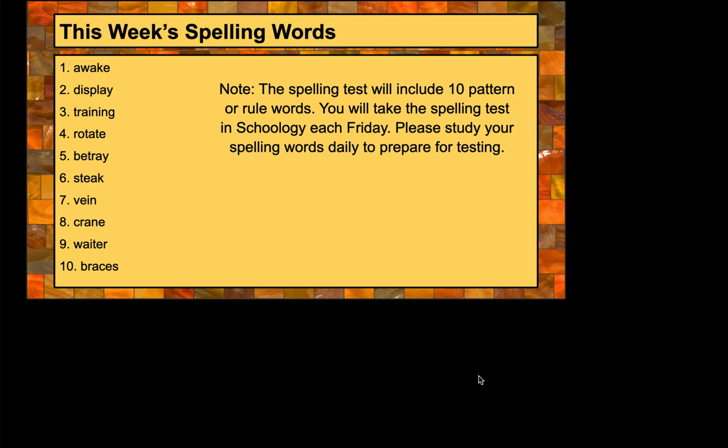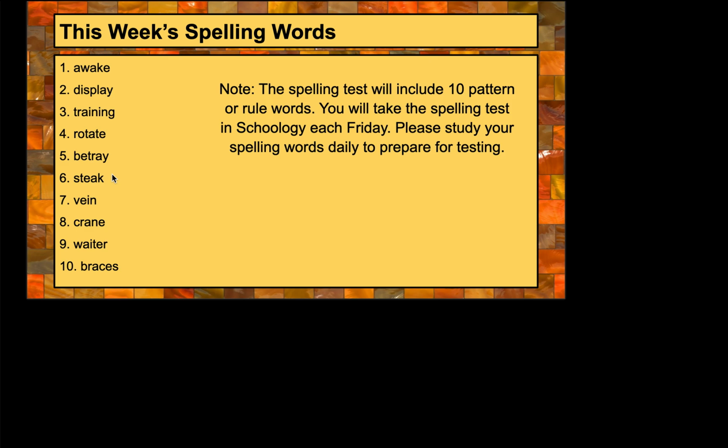So you will notice that several of our words follow the A consonant E rule. Several of our words follow the AY rule. Several of our words follow the A at the end of a syllable rule, like in awake. And last but not least, you'll notice that some of our words don't follow any of the rules or patterns that I mentioned before this slide, like vein.